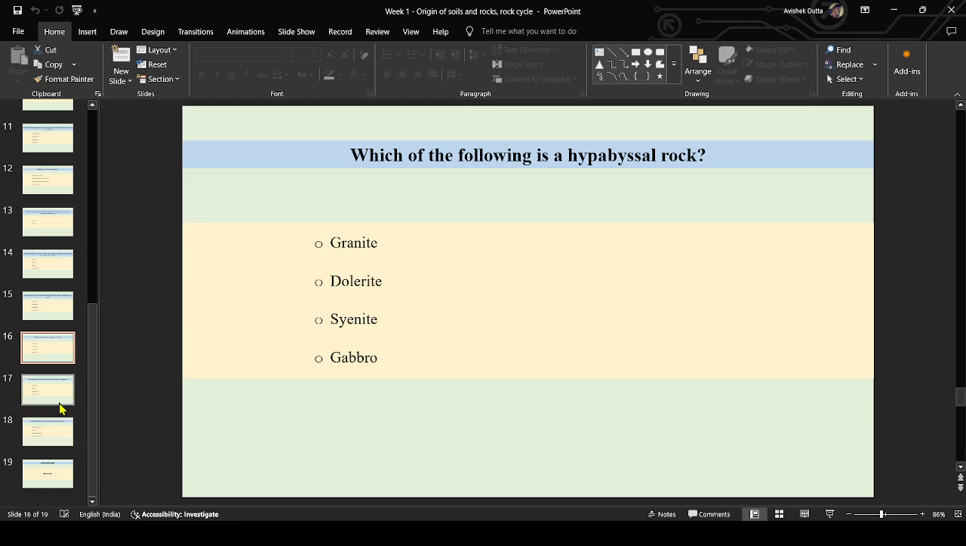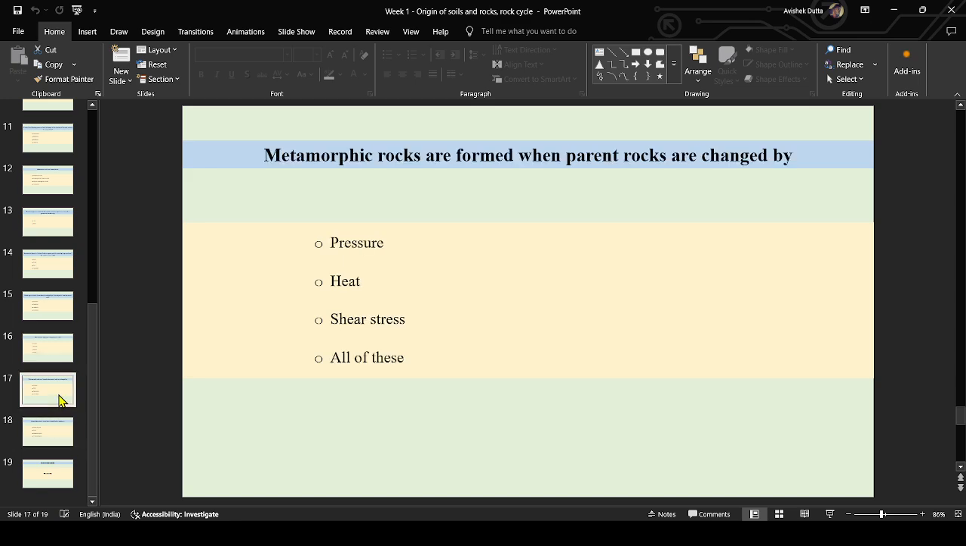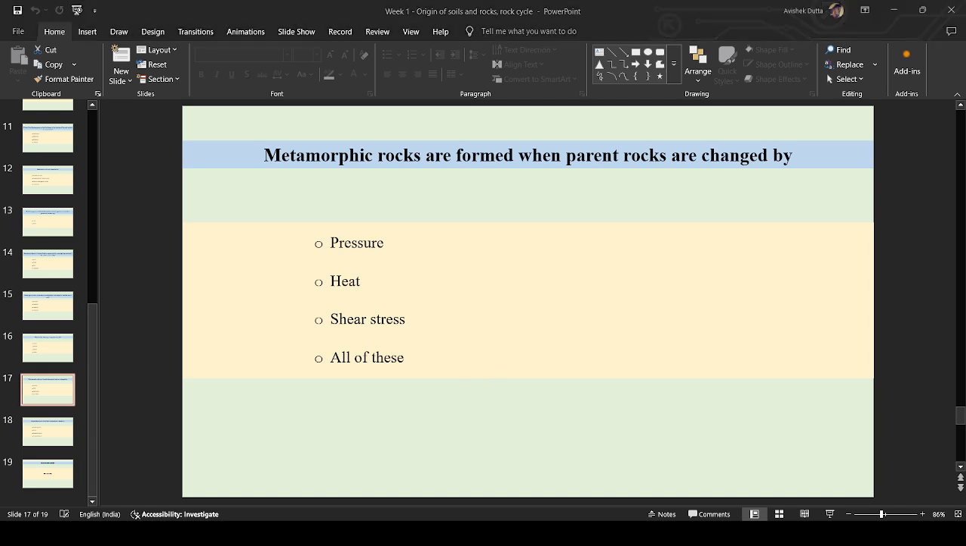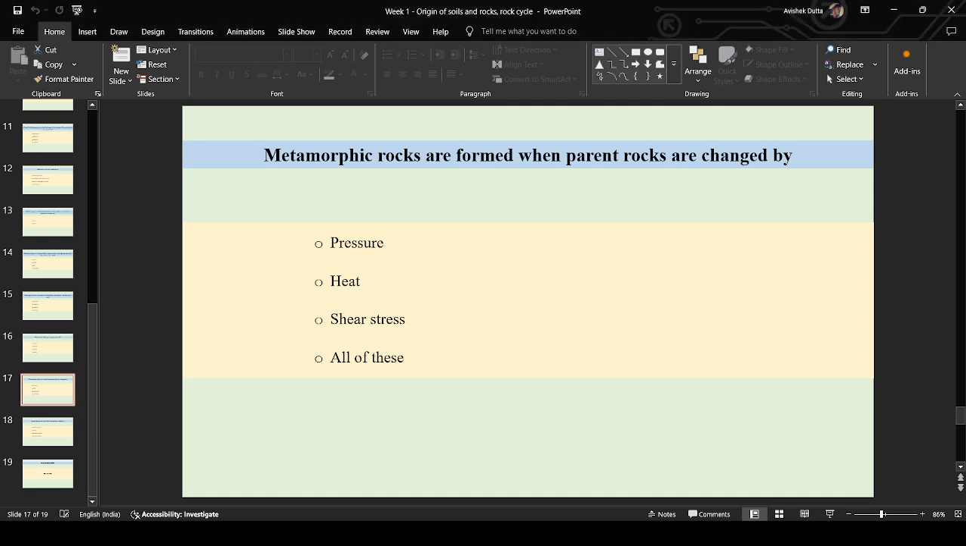Next question. Metamorphic rocks are formed when parent rocks are changed by pressure, heat, shear stress, or all of these.